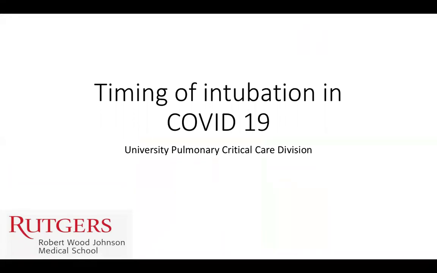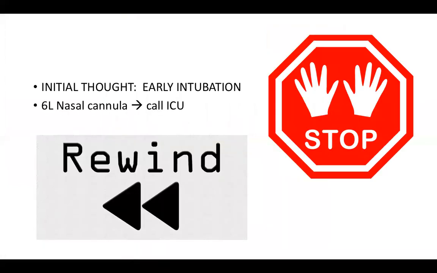So let's start with the presentation about the timing of intubation for coronavirus patients. Three weeks ago, when the crisis started here, we were saying 6 liters nasal cannula, and you need to do early intubation. The problem is that what's coming back from New York, Italy, and China is that maybe that was the wrong management, and we shouldn't do early intubation on these patients. The reason why is that there's not just one phenotype of coronavirus.